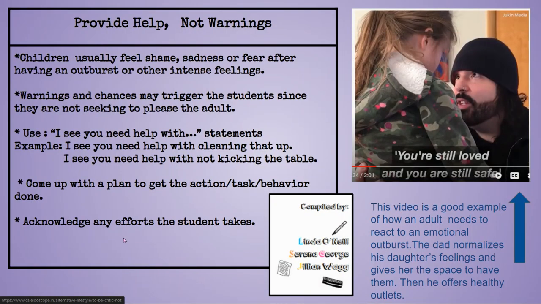Another strategy that we can start implementing in our classroom is to provide help, not warnings. Children usually feel shame, sadness, or fear after having an outburst or other intense feelings. So after shouting or ripping or throwing things, the child is waiting for a big reaction from the adult, so they might be very nervous about it, but most of the time they're a little bit sad and embarrassed of what happened. Warnings and chances may trigger them to start again, since they're not trying to please the adult. It was just them losing control.